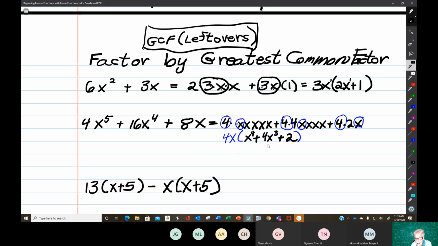So that means I factored this down into its component parts. The GCF times the trinomial. And now I'm ready to go on.